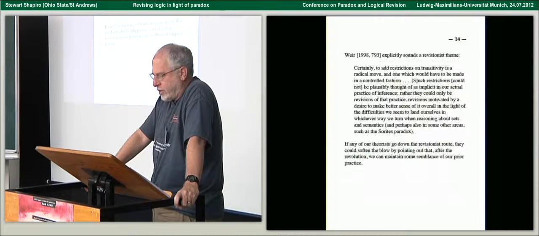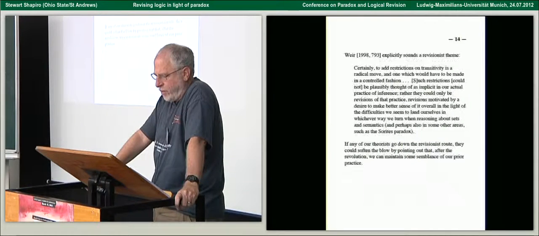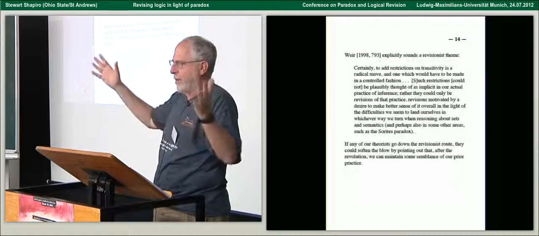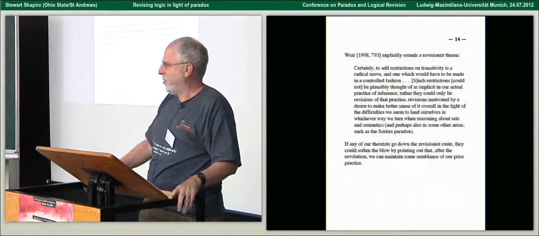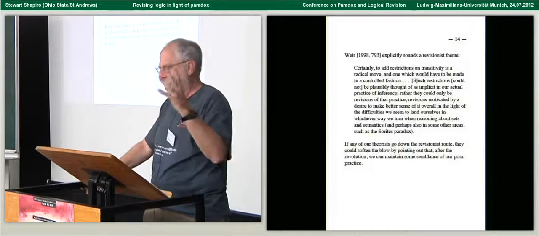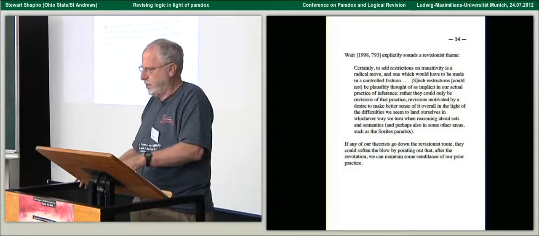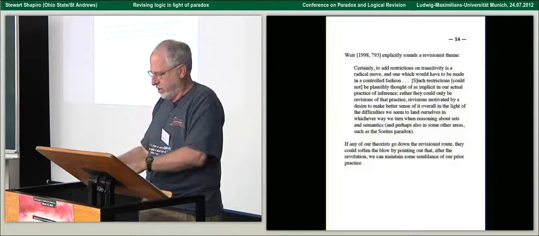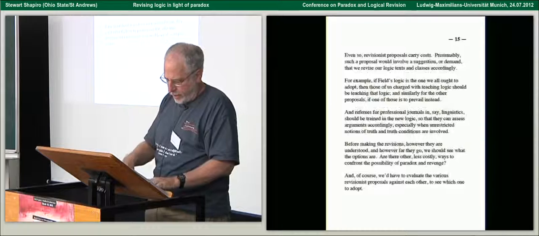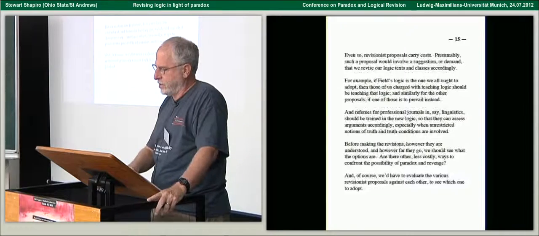Now, any revisionist, if any of our theorists wants to go down this route, that is the prescriptive revolutionary route, they could soften the blow by pointing out that after the revolution we can maintain some semblance of our prior practice, and then of course it would depend on the details. If there's no danger of paradox in Field's case, then you can assume excluded middle as a non-logical principle. Of course, the intuitionists wouldn't say that, but you could reason classically if there's no threat of inconsistency, and so on. All right. Even so, even with the blow softened a bit, the revisionist proposals carry costs.